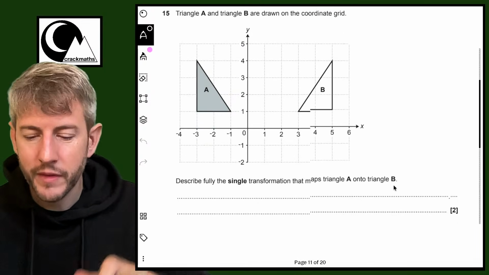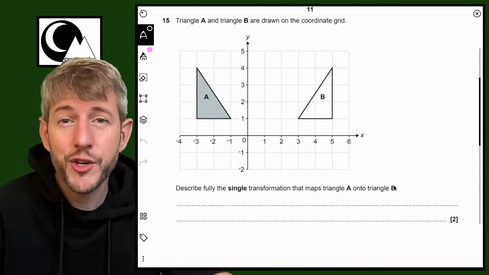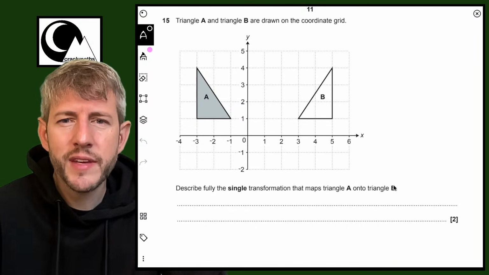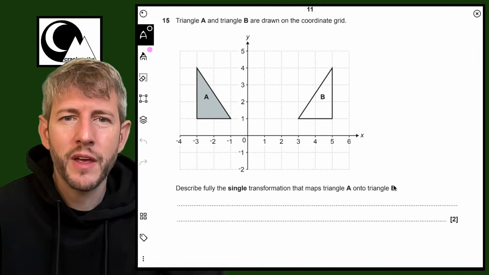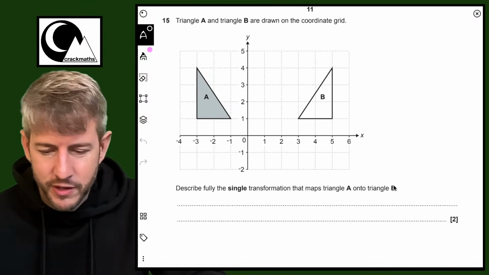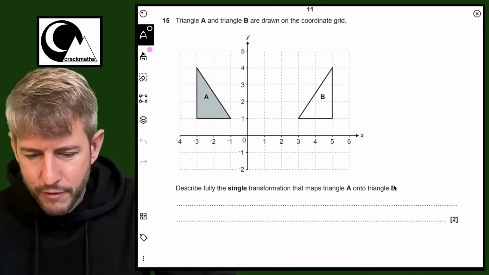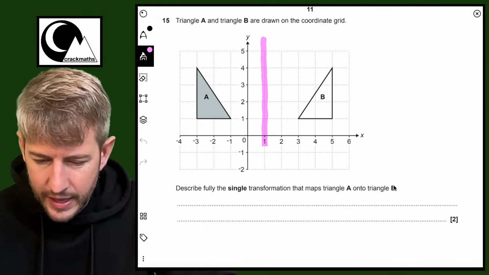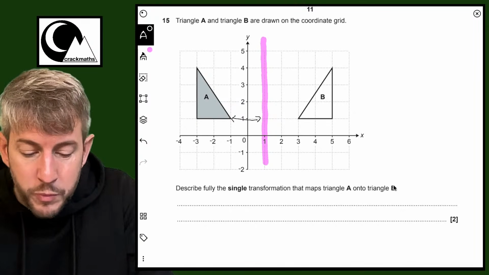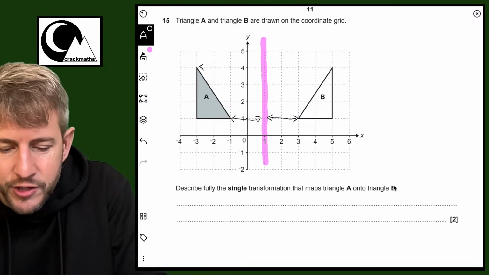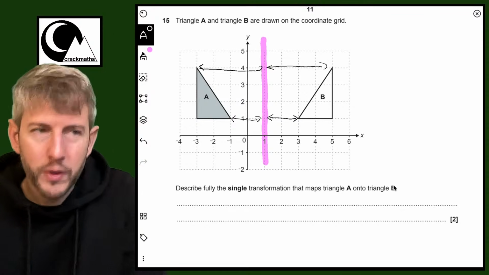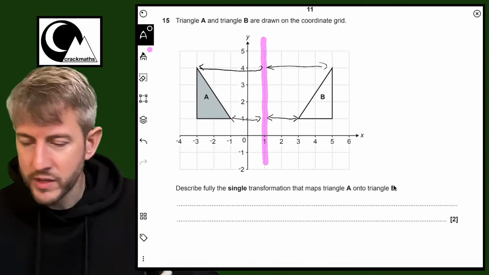Right, so here we go. Question 15. We've got here, triangle A and triangle B are drawn on the coordinate grid. Describe the single transformation that maps A to B. Okay, right, so this is a reflection because I can see that, and the line of reflection is going to be here, because when things are reflected, each point needs to be the same distance away from the line of reflection, and so that works here. Those top points are both 4 away. These bottom points are both 2 away.